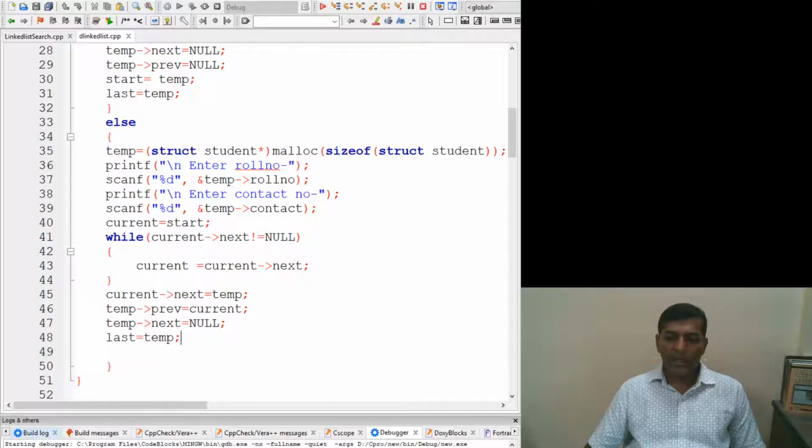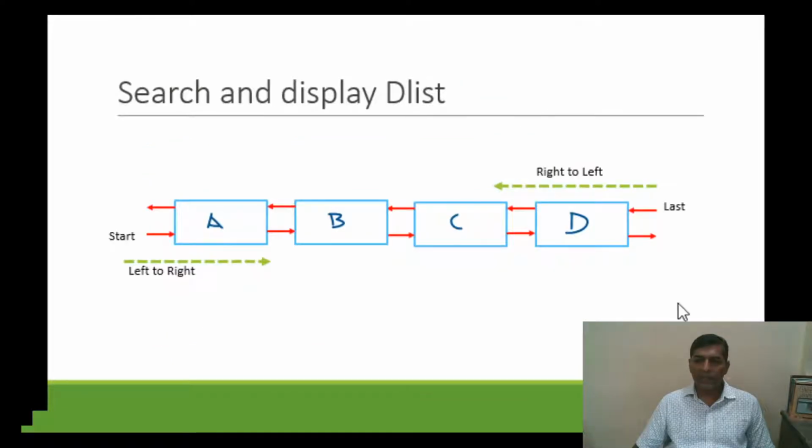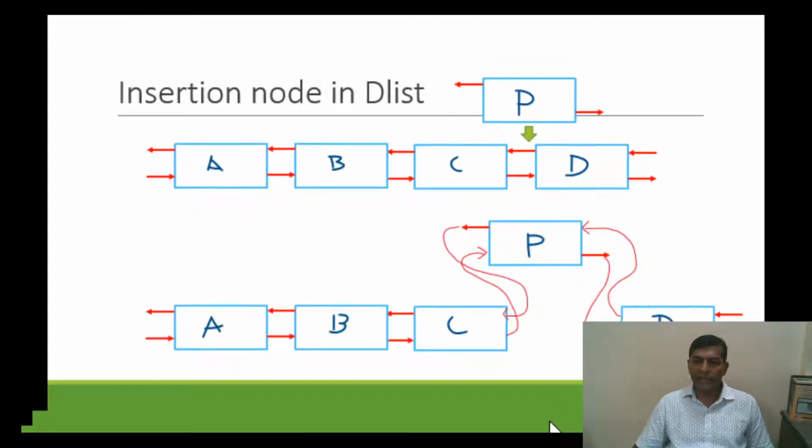So we can show it here with the help of the presentation. In the next slide we can see the start is at the starting of this doubly linked list, whereas last is at the end of this linked list. So we will get the control to traverse from the start as well as from the end, so this will be easier.